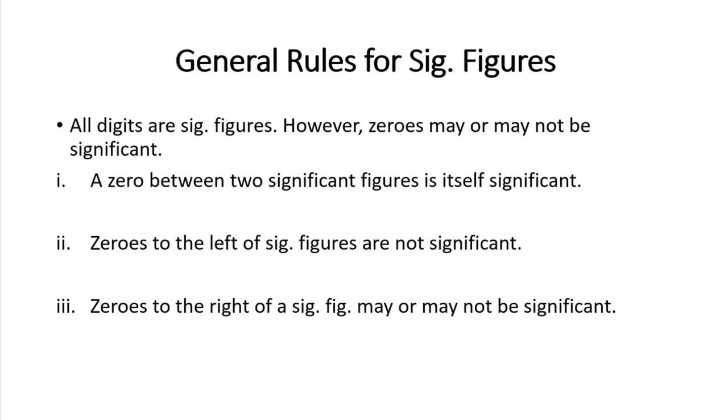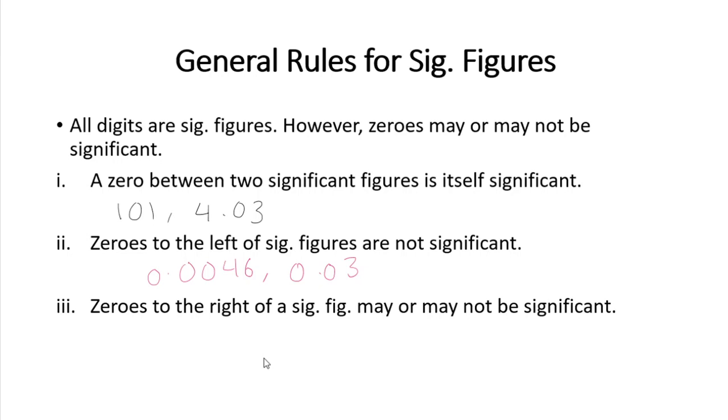So all non-zero digits are significant figures. However, zeros may or may not be significant. A zero between two significant figures is itself significant. For example, if I write down a number like 101 or 4.03, then the zeros between two significant figures are also significant. But zeros to the left of significant figures are not significant. So none of the zeros in these numbers are significant.